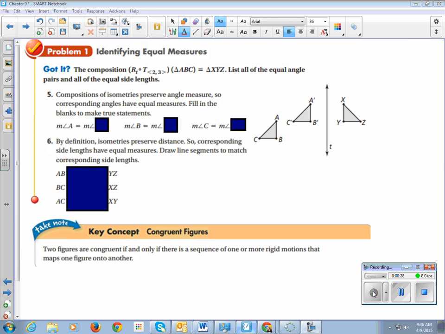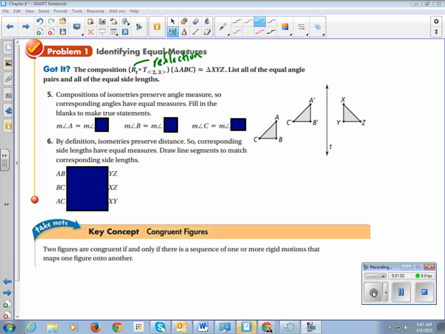All right, so we're going to look at this problem, identifying equal measures. The composition, what does R mean again? It's like you're my mirror. My mirror's reflection. So R means reflection, and this is where the benefit of having notes is in your favor. If you don't remember what R stands for, flip back a couple sections and go, oh yeah, it's reflection.